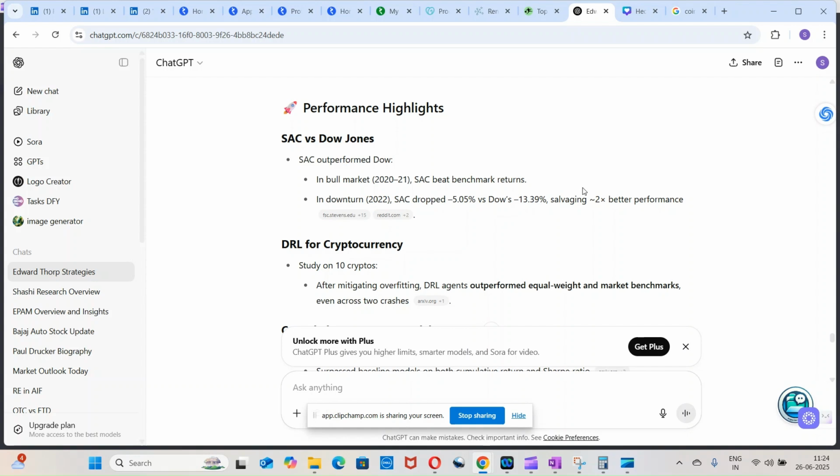In the bull market of 2020 to 21, SSC beat the benchmark returns. So it gave more returns than the benchmark. In the downturn of 2022 also, SSC dropped only 5%, minus 5% basically, and the Dow was minus 13% during that time. So it's two times better than the Dow.